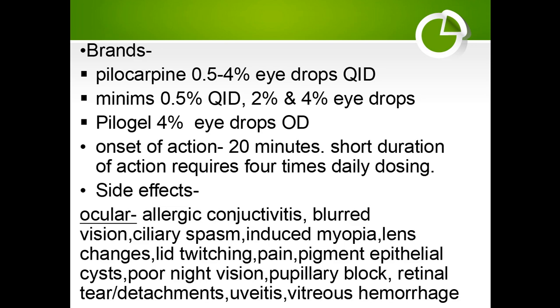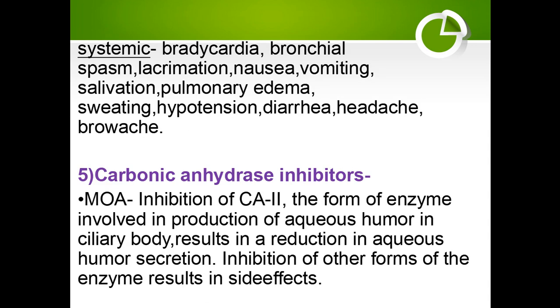Side effects include ocular side effects: allergic conjunctivitis, blurred vision, ciliary spasm, induced myopia. Myopia is nearsightedness. Lens changes, lid twitching, pain, pigment epithelial cysts, poor night vision, pupillary block, retinal tear or detachments, uveitis, vitreous hemorrhage. Systemic side effects are bradycardia, bronchial spasm, lacrimation, nothing but tearing, nausea, vomiting, salivation, pulmonary edema, sweating, hypotension, diarrhea, headache and brow ache.